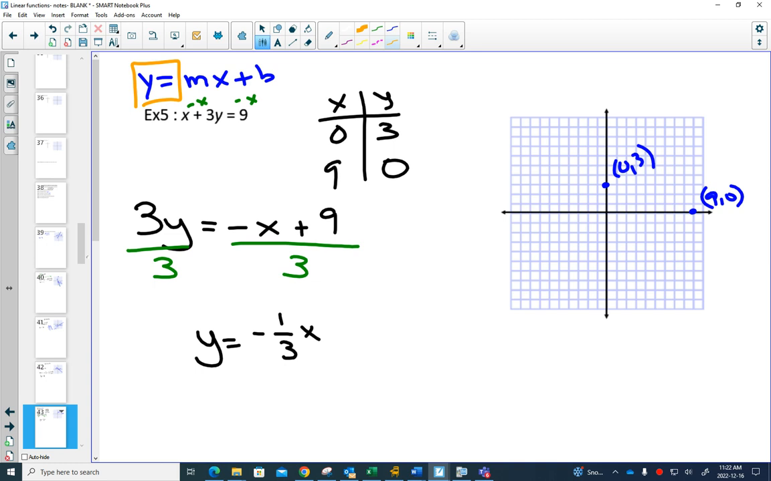Because that's just a different manipulation. That means the same thing as just the x divided by 3. Why did I write it like this? So that I could see my slope. And then 9 divided by 3, that will be 3. According to this, my slope is negative 1/3. My y-intercept is 3.